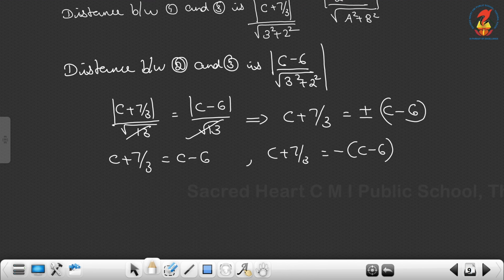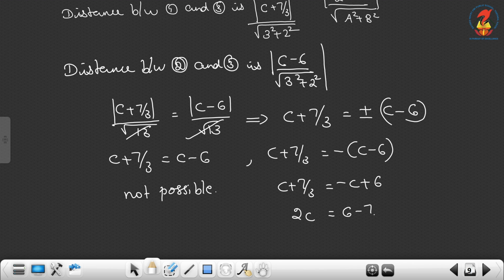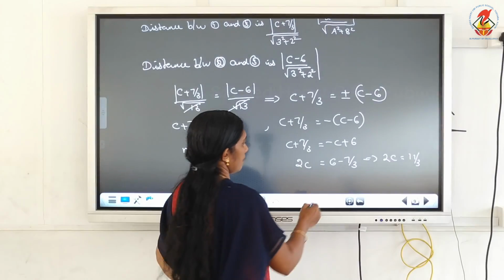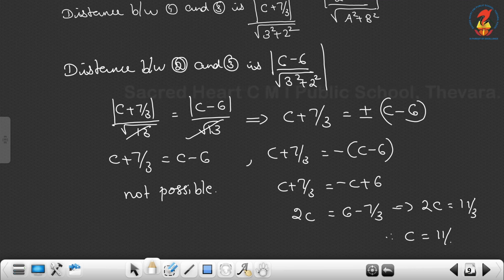Look at the first case. c + 7/3 = c - 6. c and c we can cancel, so we won't get the value. So this case is not possible. Now the second case, minus c plus 6. Take c to this side: 2c = 6 - 7/3. 2c, 6 threes are 18, 18 minus 7 is 11 by 3. So c is 11 by 6.